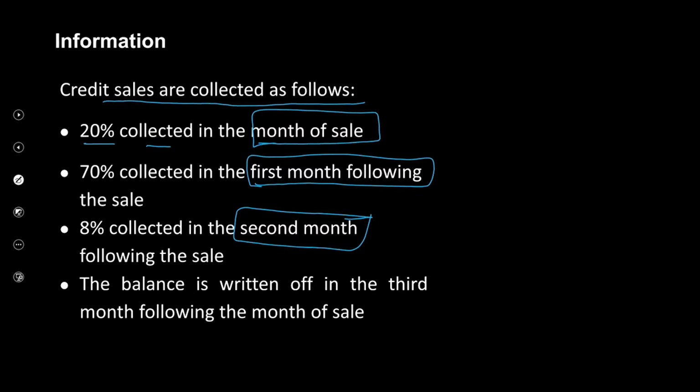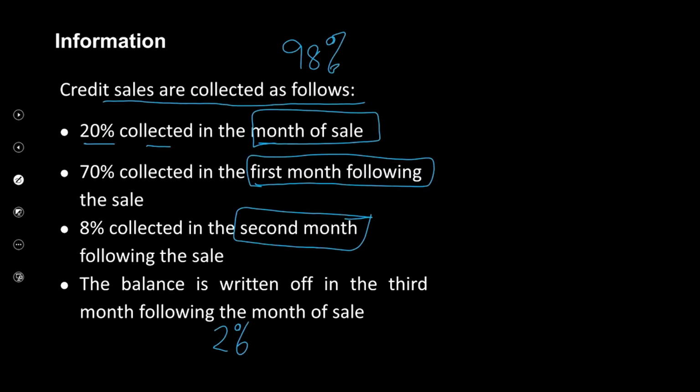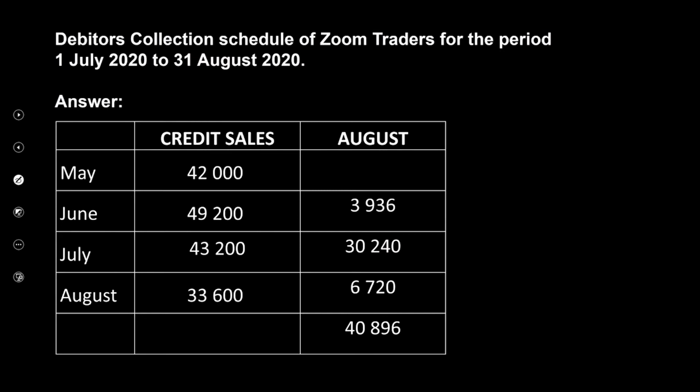Just to give you an idea, what are we referring to here? Obviously, 70 plus 20 is 90 plus 8 is 98%. So you're expecting 98% of your debtors to settle their debts in terms of the arrangement. What's the arrangement? 20% in the month of sale, 70% in the month following the month of sale, 8% will be collected in the second month after the month of sale, and then the balance, which you can clearly see here, is the 2% will obviously be the bad debt that you write off in the third month after the month of sale. Okay, now that we have that information, we can move on and start doing our calculations.